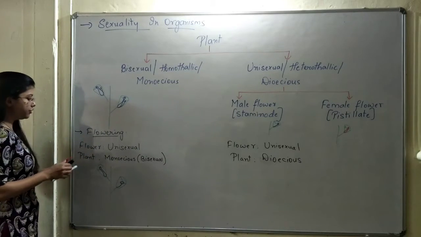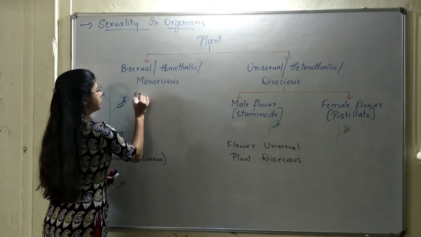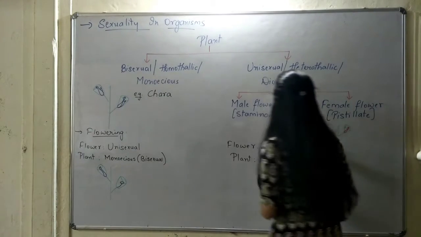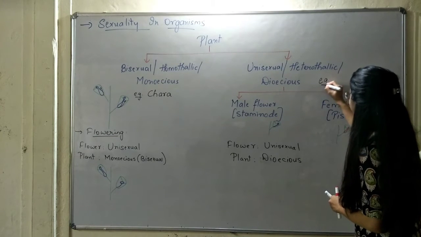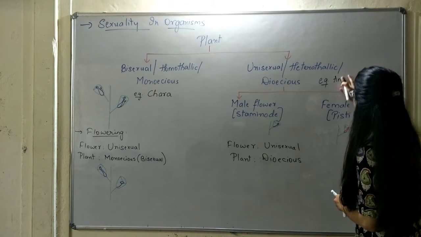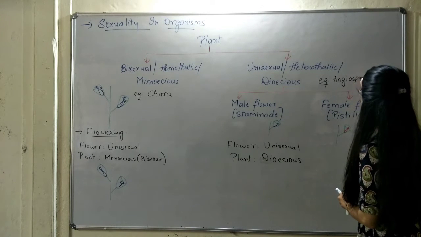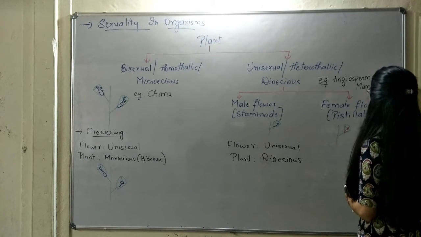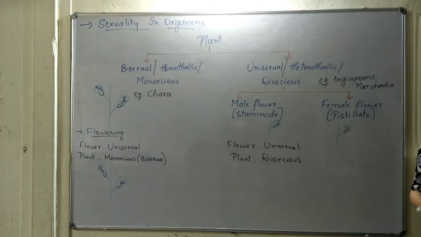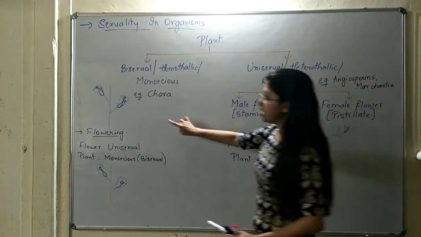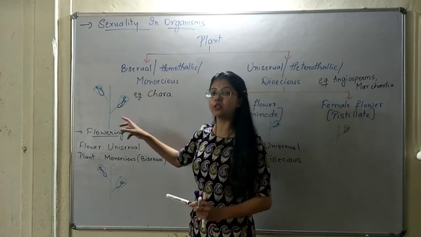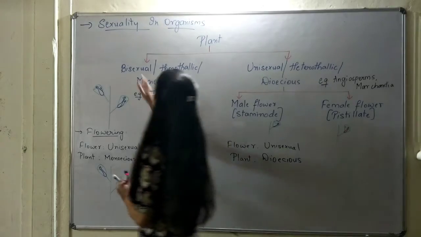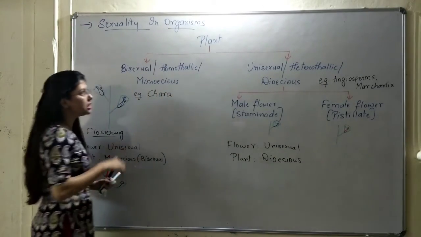Now, this kind of condition can be found in algae like Chara. Unisexual or dioecious plants, for example, can be angiosperms, or there can also be Marchantia, wherein the male and female flowers are on separate plants. Here the male and female flowers are present on the same plant. Here they are present on different plants. Now, since we are talking about sexuality, this is all about sexuality in case of plants.